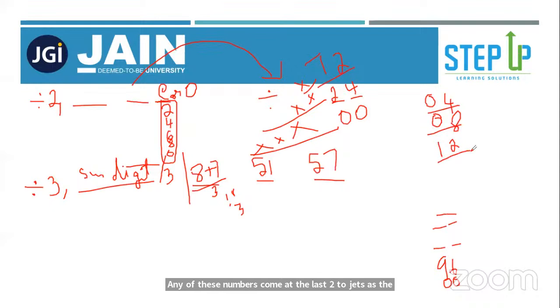4, 8, 12, 16, 20, 24, 28, 32, 36, 40, 44, 48, 52, 56, 60, 64, 68, 72, 76, 80, 84, 88, 92, 96, 100. That means two zeros. If the last two digits are two zeros, or a number from the 4 times table, then the entire number is divisible by 4. I hope my explanation is clear.